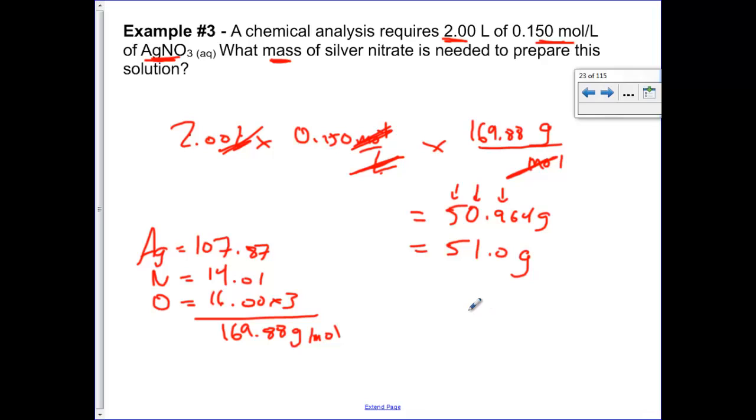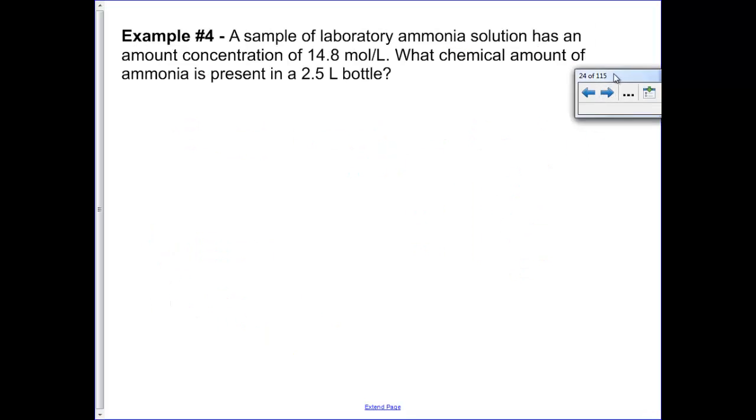This is actually a really typical question that I would ask you in a lab setting, because 51.0 grams is something that we have the ability to measure because all I have to do is go to the scale and put 51 grams on a scale. So it's often very useful to solve for grams. Does that make sense? Cool. All right, let's try another one here.